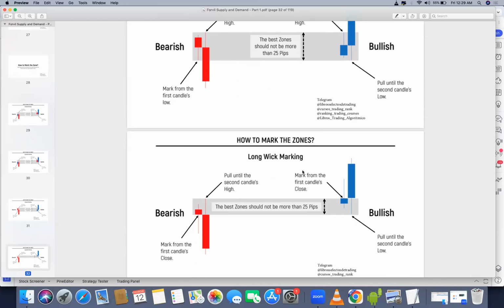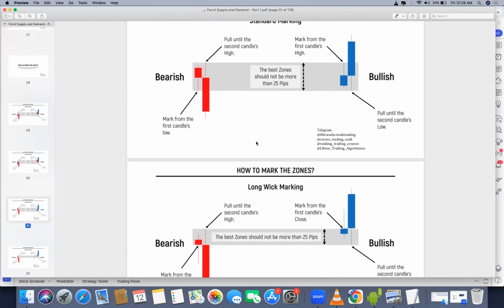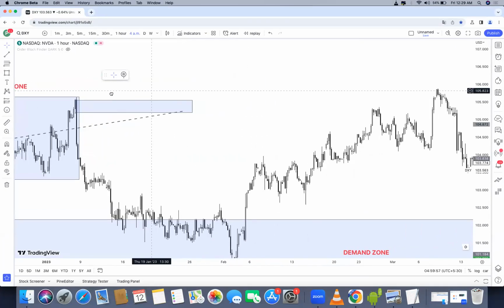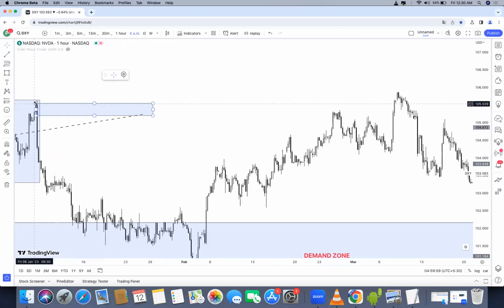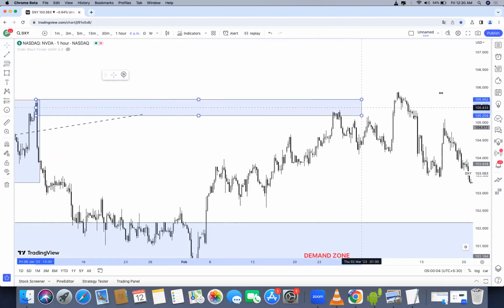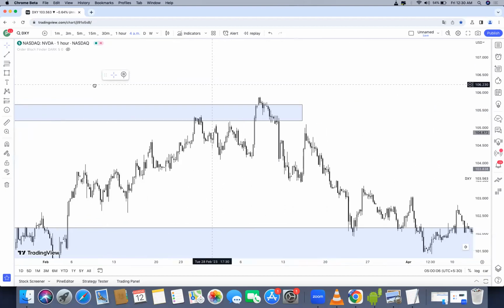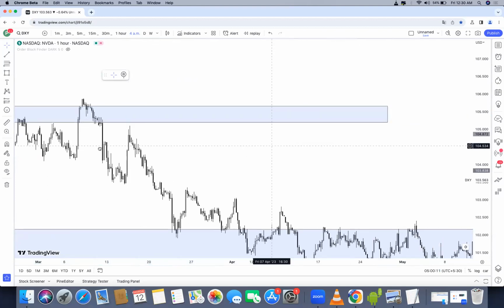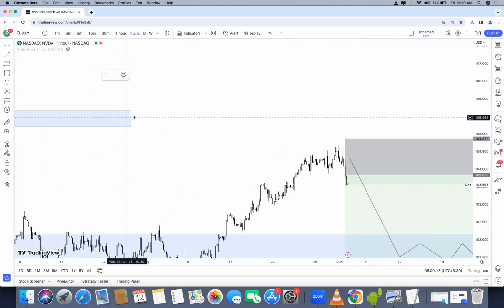So once we have, I think we already know what these wicks are, the long wick marking. We know what the wicks are, so you have to identify these, and that is how you're going to be able to pick and mark your zones. So these are new supply zones, as you can see here, up here, and you're going to drag it over.